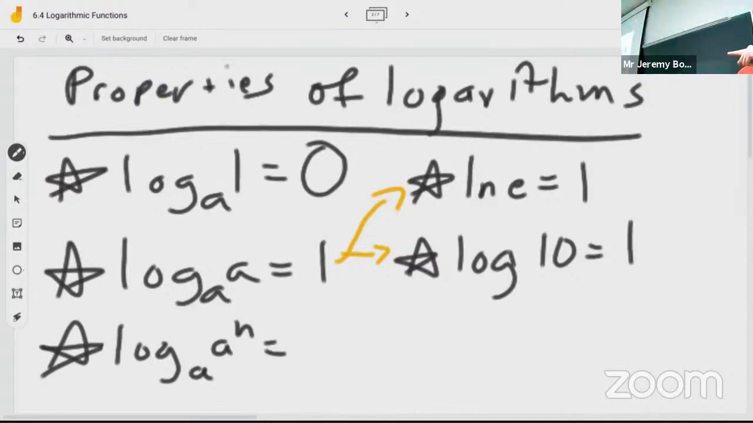You're asking yourself, what power do I need to raise a to end up with a to the n? I'll write it out. Maybe it'll spark again. So you're saying, what power do I need to raise a to, question mark, so that it equals a raised to the n? Yep. So if you have a log of some base equal to that base raised to a power, that's just going to equal that power.